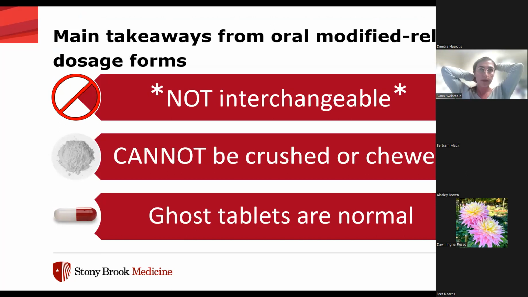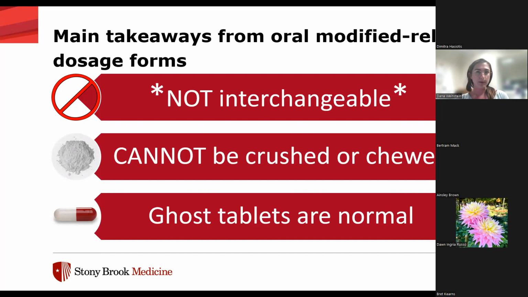So the main takeaways from these oral modified release dosage forms is that they're not interchangeable. If a pharmacist is unsure, it's important that they find reliable resources to find the answers. And for technicians, it's important that they're aware of the differences and escalate to a pharmacist to help with the substitutions. Also, many modified release dosage forms cannot be crushed or chewed because it can compromise the drug release features. It can cause serious side effects, it can prevent the med from working properly, and it could alter how the body processes and responds to the drug.